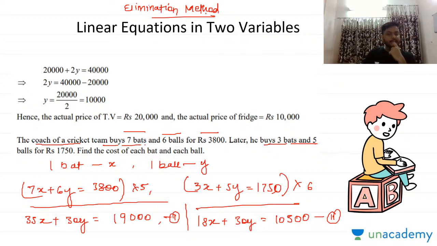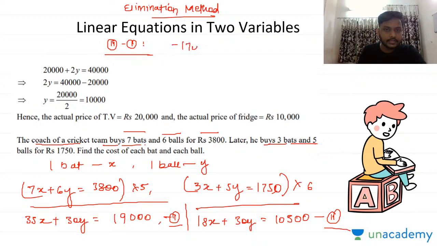So now I can perform any operation. This is my first equation, and this is my second equation. Now I am subtracting the first equation from the second. When I do this, guys, second minus first, I will be having 30y minus 30y, and 18x minus 35x will be minus 17x. Hold on.